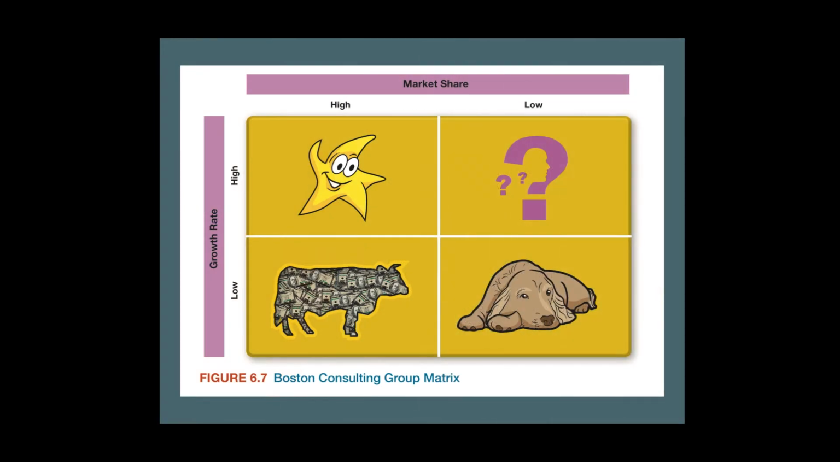So here's an example of the Boston Consulting Group Matrix. Notice before we even talk about these funny pictures, that the horizontal axis is labeled market share, and the vertical axis is labeled growth rate. So what does this mean?